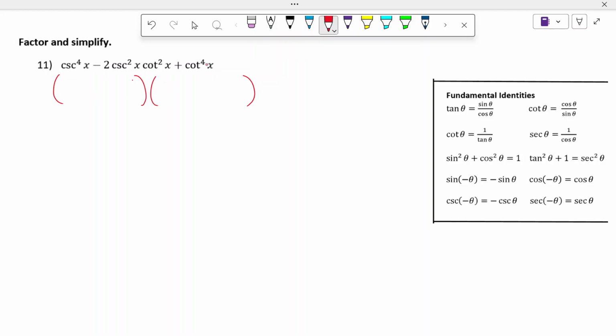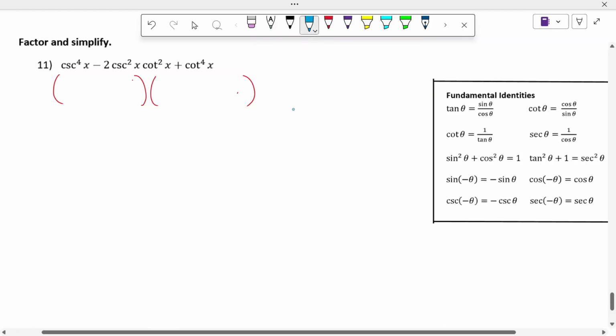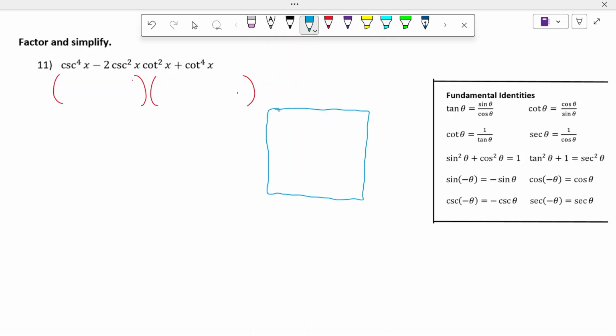Same thing here at the end, the last term, cotangent to the fourth power. You'd need cotangent square and cotangent square. And it looks like there's a negative in there, so we're going to need some negativeness involved. If you need to, we can always use the area model to help us out. So let me draw a nice big area model because these expressions are rather complicated.